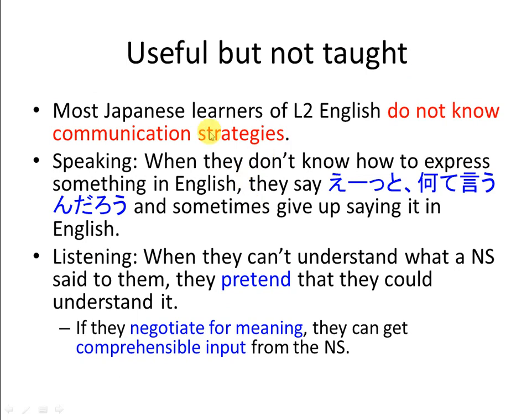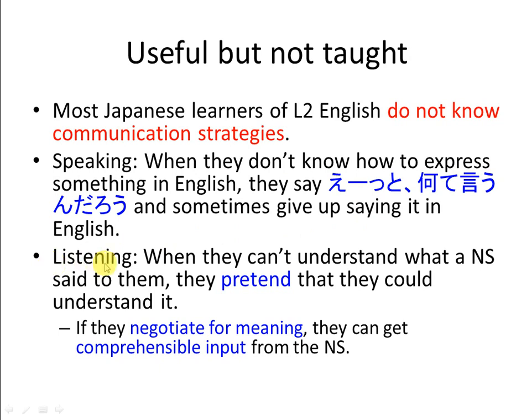So most Japanese learners of English as a second language do not know communication strategies. So when they speak English and they don't understand how to express something in English, they tend to say, なんて言うんだろう in Japanese. And sometimes they even give up saying that thing in English. That's a big pity, I think.